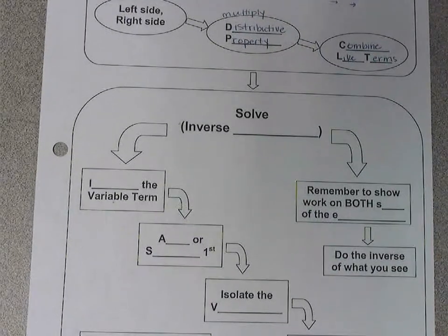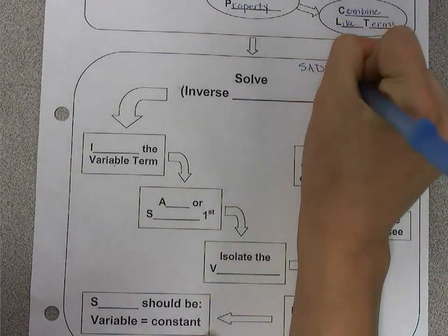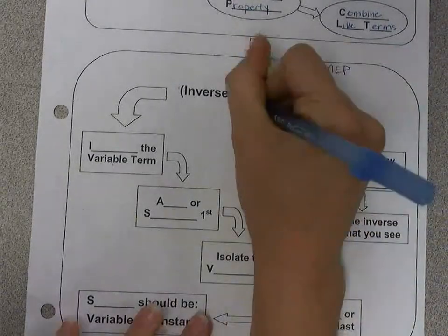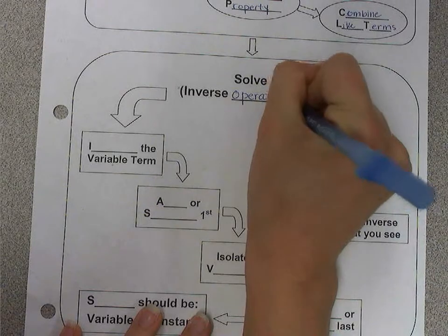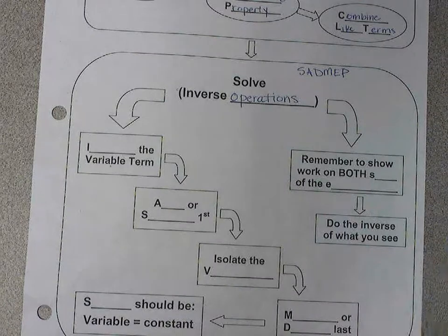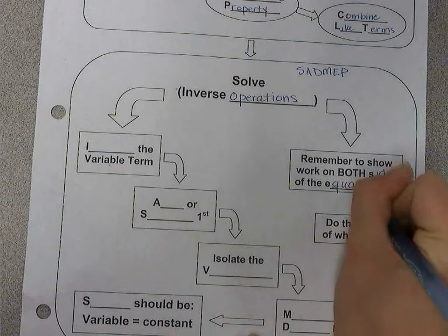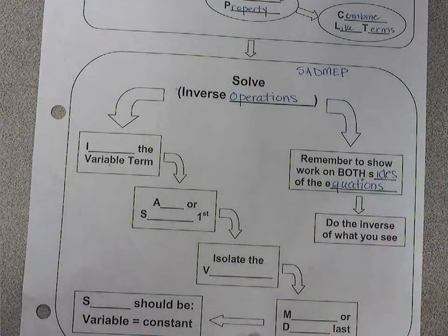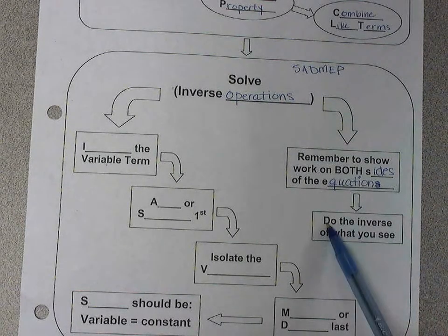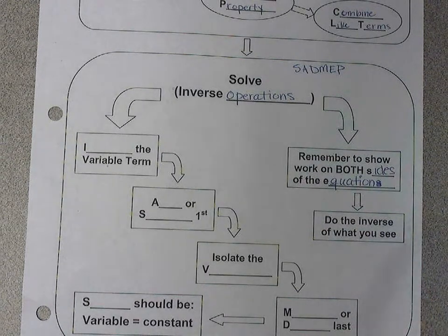We'll move down to the solve part. When you solve this, when we've been talking about SAD MAP, or crossing out coins, different things like that, we use inverse operations. When you use inverse operations, remember to show your work on both sides of the equation. Otherwise, your equation will be unbalanced. You will always do the inverse of what you see. You always do the opposite of what you see. So if you see add, you subtract. If you see multiply, you divide.